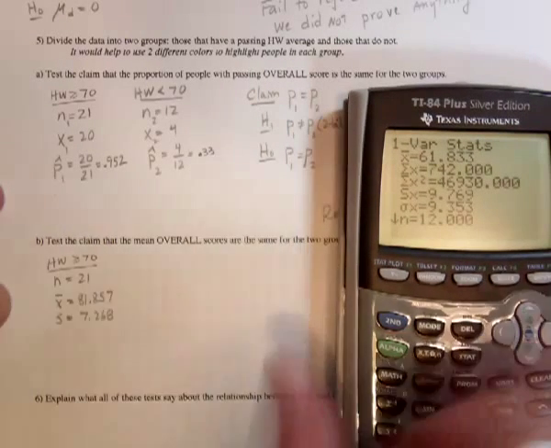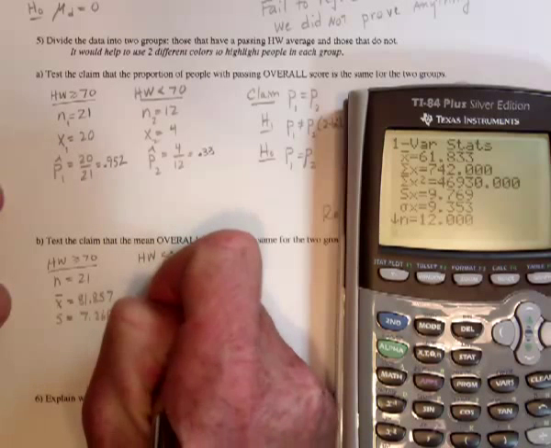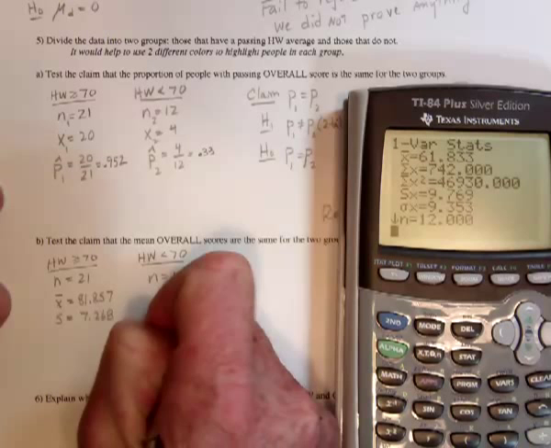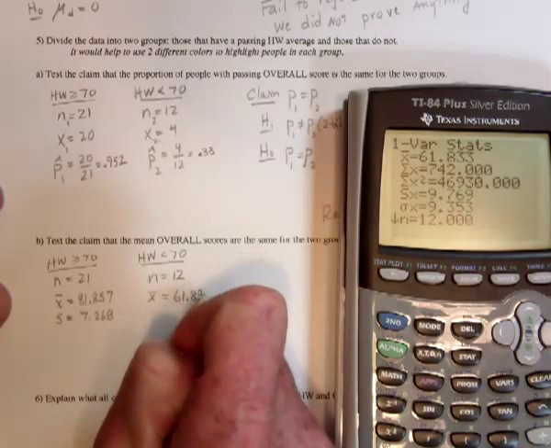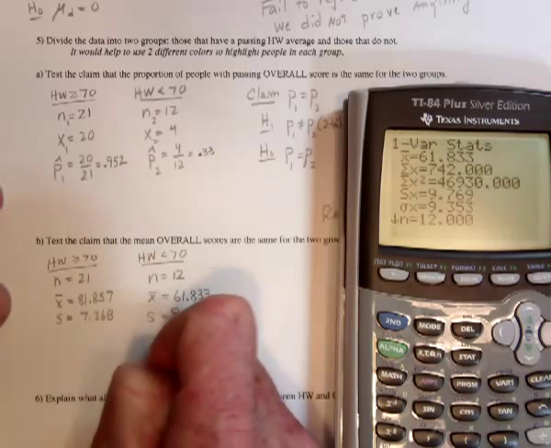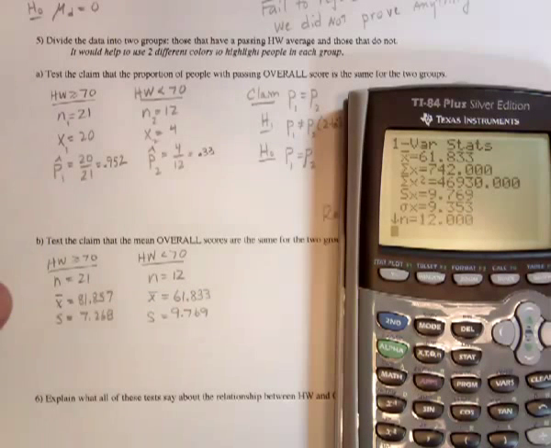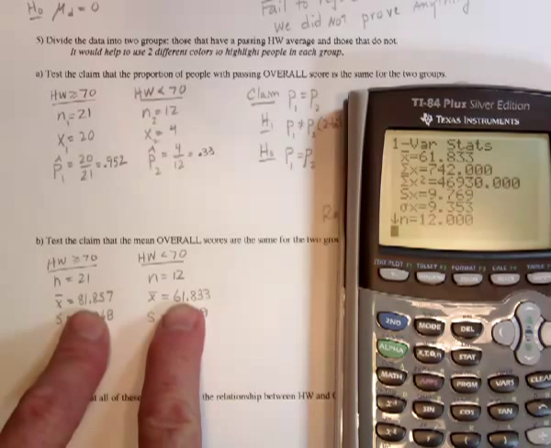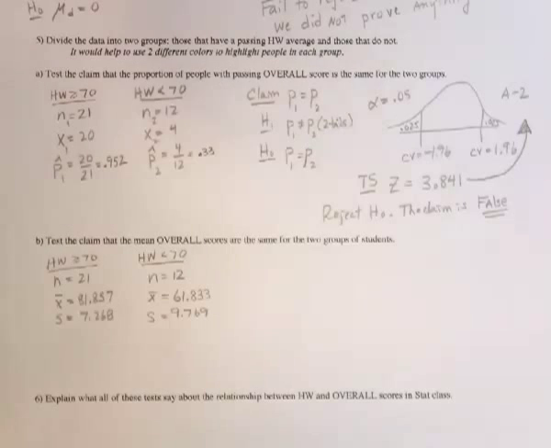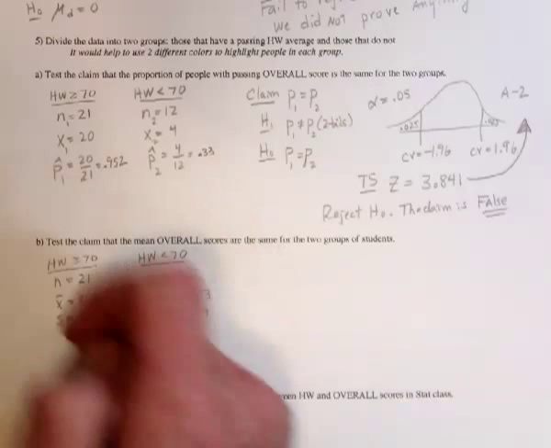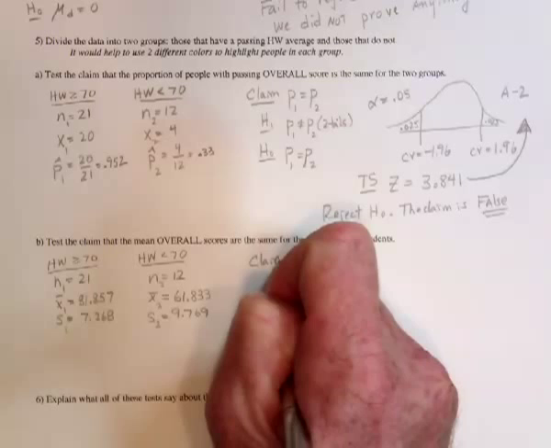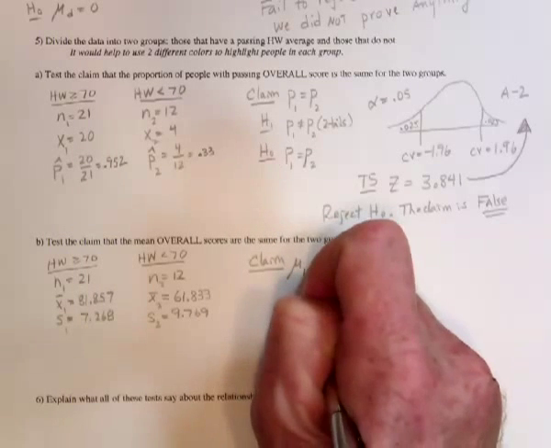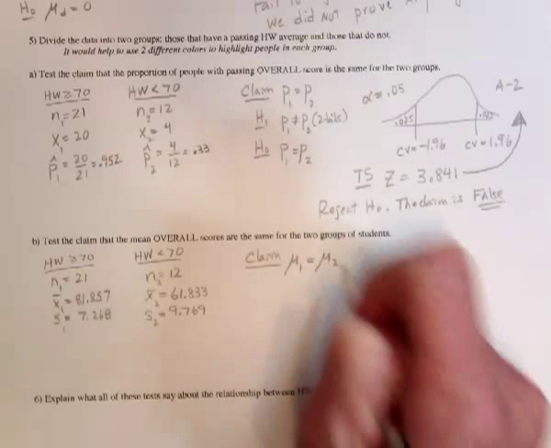These are for the people whose homework is below 70. There were 12 of them, and their average is 61.833. And their standard deviation is 9.769. So is there a difference between the 2 groups? Yeah, by about 2 letter grades. A B compared to a D. Hopefully this is enough information to prove it though. So again, you can just call one group number 1 and the other one group number 2. And then the claim is that the mean for one group is the same as the mean for the other group.